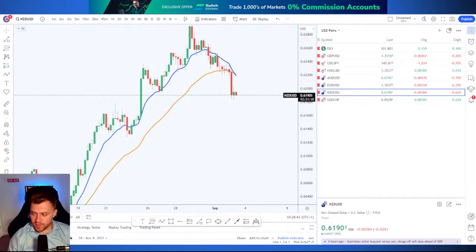Which time frame do I prefer, the 1 hour or the 4 hour? The 4 hour. I prefer the 4 hour time frame. I find it more difficult to get opportunities on the 1 hour time frame because it's harder for that gap to be 30 pips. So I do prefer the 4 hour time frame.